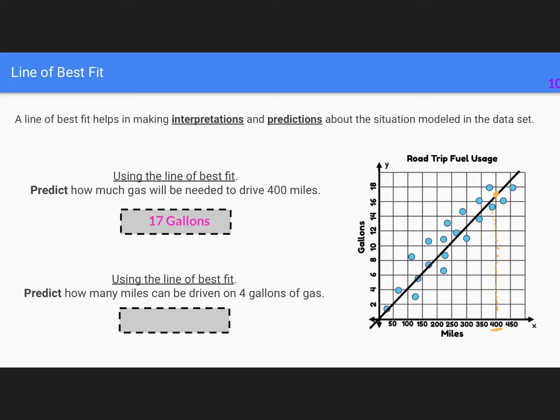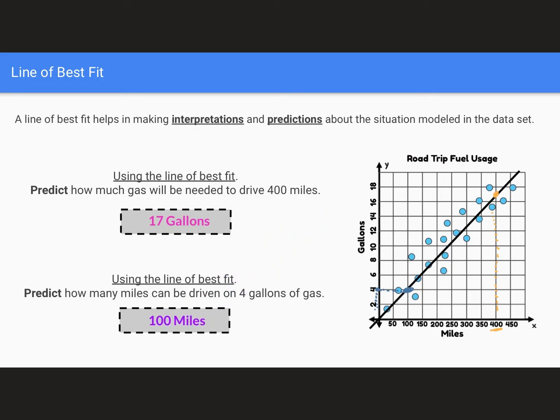Now we need to use the line of best fit in order to predict how many miles can be driven on 4 gallons of gas. So we're going to go over to the 4 gallons of gas, and we're going to go over until we hit the line of best fit, which is at 100. So 100 miles is the amount that we have.